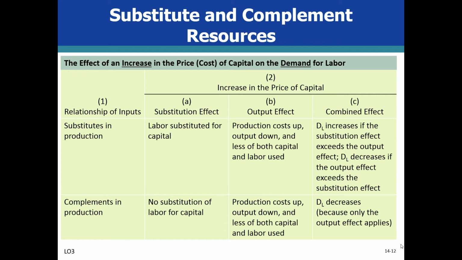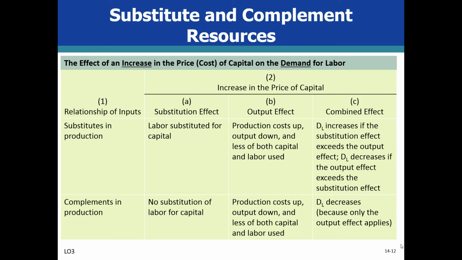This is an excellent chart to review for a quiz or a test because it really summarizes the concept of the mix of capital and labor to produce a given level of output, or the mix of labor and capital used in a project. It summarizes what happens to the demand for labor when there is an increase in the cost or price of capital. When there is an increase in the price of capital, column A shows that the substitution effect, more labor is used proportionately.